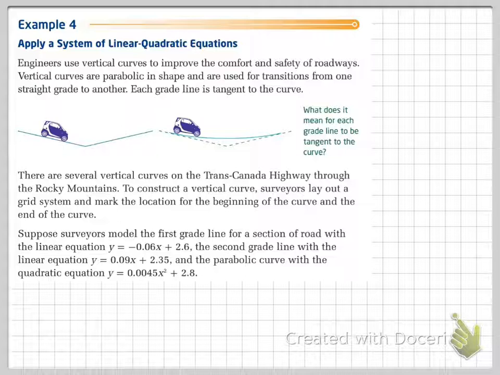To construct a vertical curve, surveyors lay out a grid system and mark the location for the beginning and the end of the curve. Suppose surveyors model the first grade line for a section of road with a linear equation of y equals negative 0.06x plus 2.6. The second grade line, the one that goes up, is going to be the linear equation y equals 0.09x plus 2.35. And then the parabolic curve that's going to bring those two together is going to be the quadratic equation y is equal to 0.0045x squared plus 2.8.